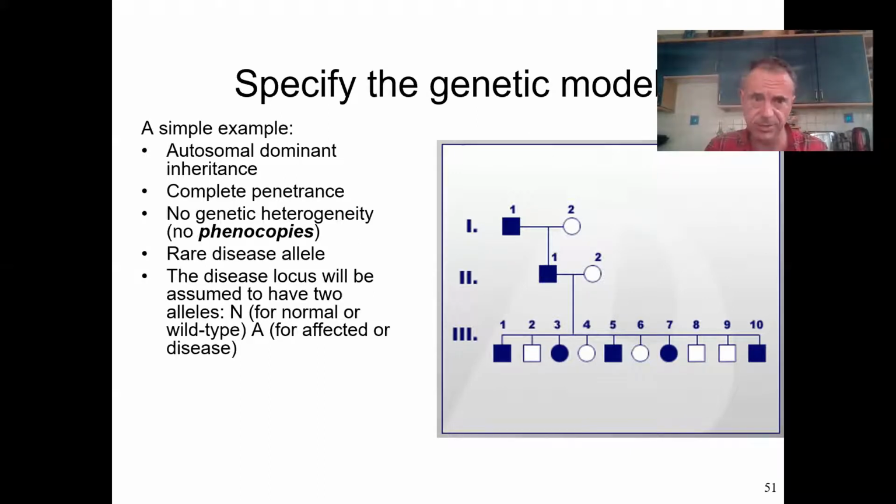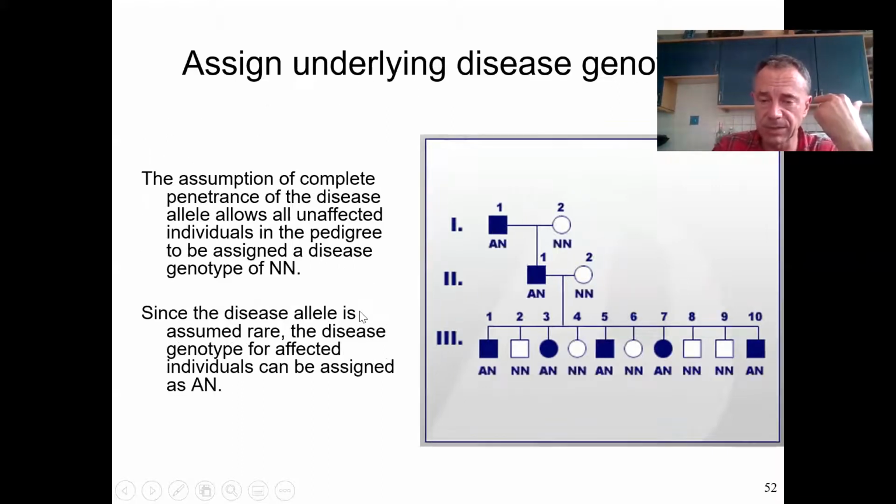So that's complete penetrance. No heterogeneity or phenocopy. So everybody who's got the disease has got the disease allele. Nobody's got the disease for some other reason. There's not some other gene which is causing the disease in the same pedigree. There's not some environmental thing. There's nothing else. Everybody with the disease has got that variant which causes the disease. And we'll assume it's rare, so there's not loads of them floating around the population. That means that when we see one, there's only one. We haven't got several disease alleles floating around within this pedigree. We've got one. So then we can start to make some assumptions.